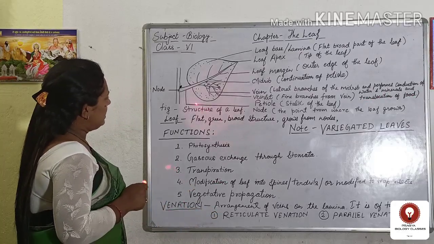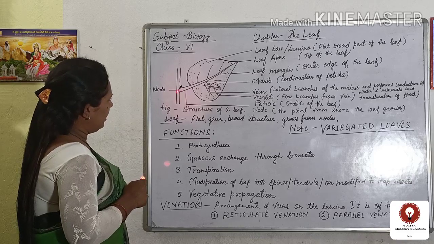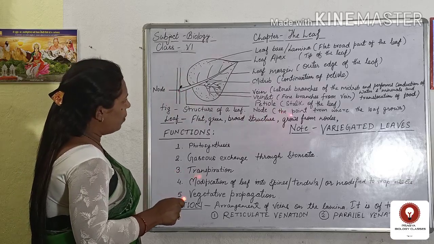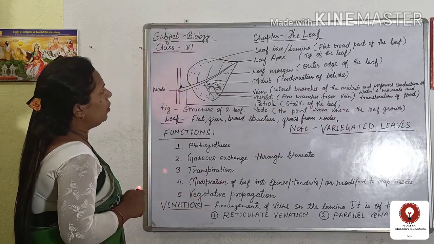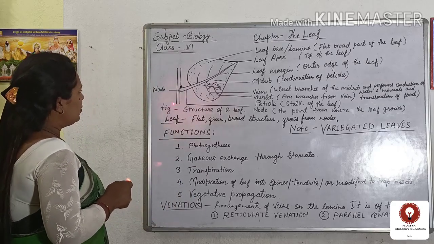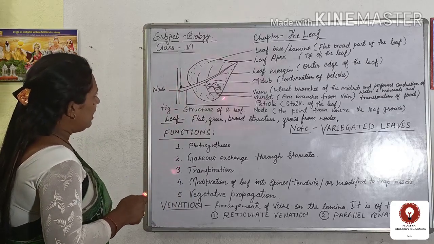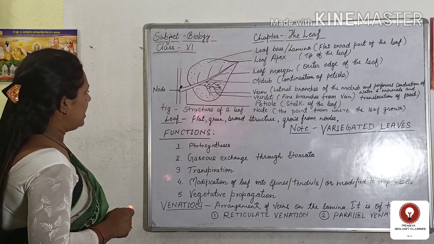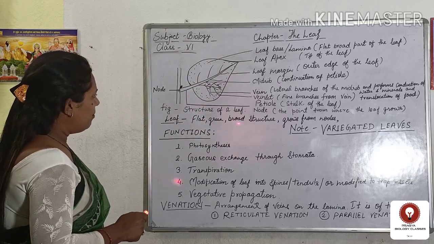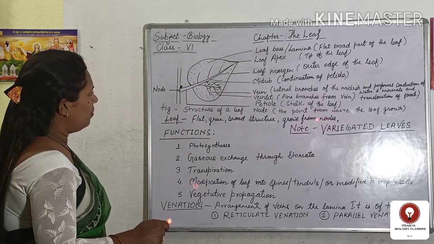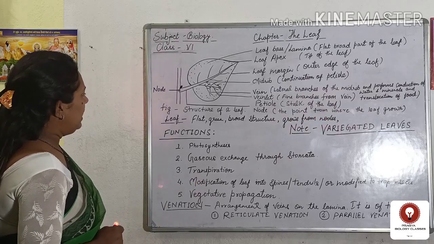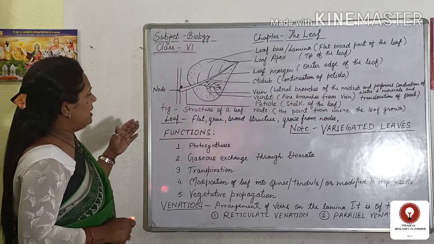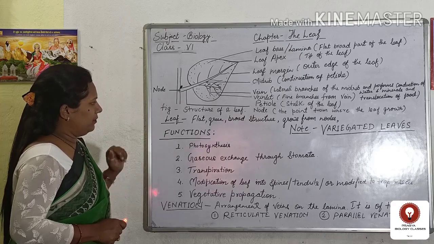Now we will discuss the node point. Already we have discussed that this is the point from where the leaf grows. Now the structure is clear, and we can define the leaf as a flat, green, and broad structure that grows from the nodes. And now we will discuss the function of the leaves.